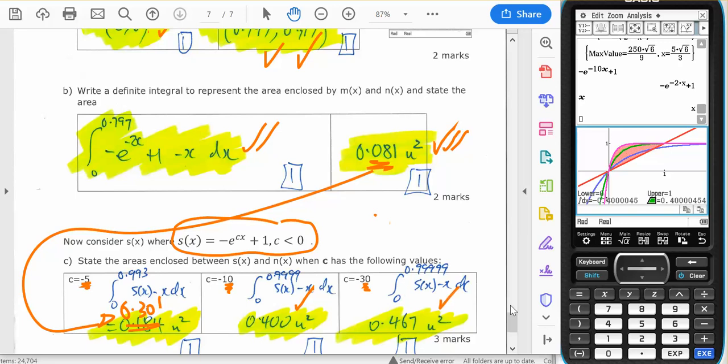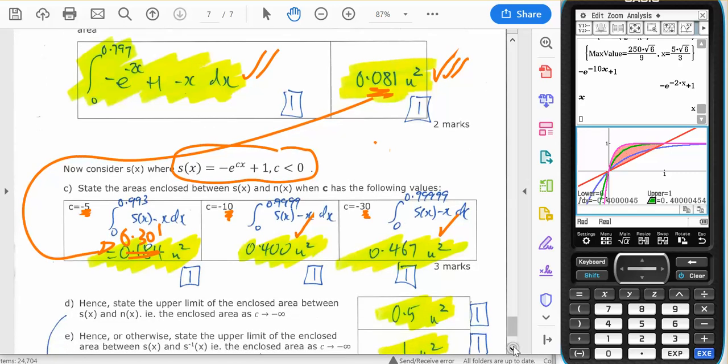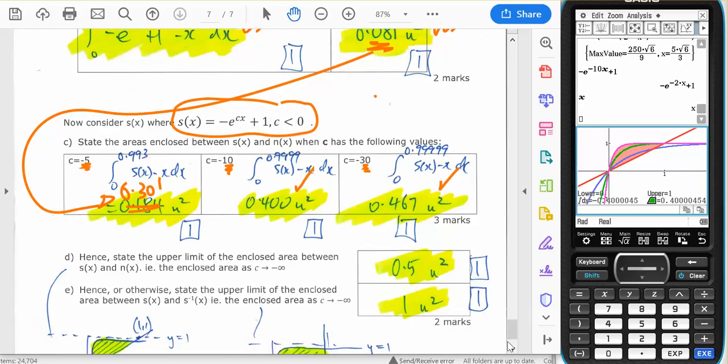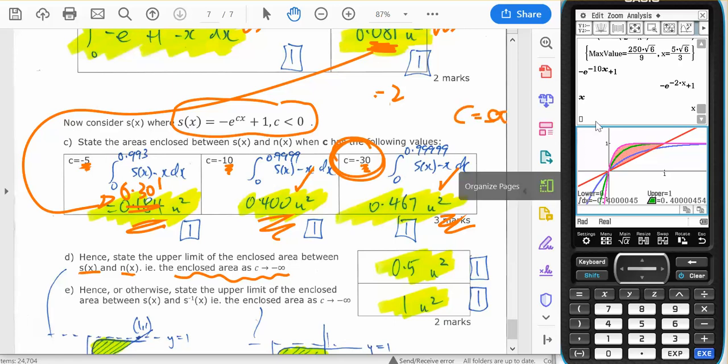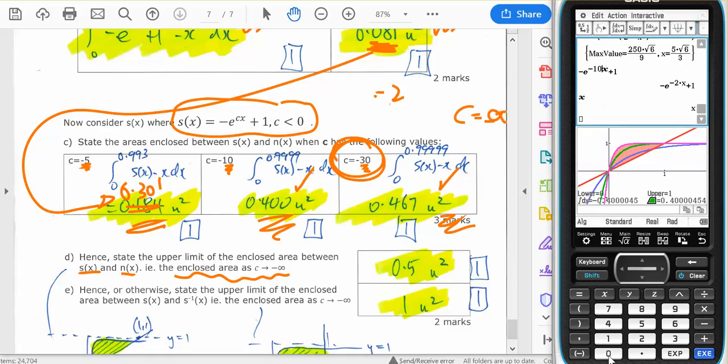And I could do the same thing in a minute and do negative 30 and get 0.6467 the same way. Okay, so now state the upper limit of the enclosed area between s of x and n of x, i.e. the enclosed area as c approaches negative infinity. So I've done c equals negative 2, negative 5, negative 10, negative 30, and I've gone from 0.08, 0.3, 0.4, 0.467. What happens if I make c equal to minus infinity? Well, I can't do minus infinity, but I could do minus 100 and see what happens.